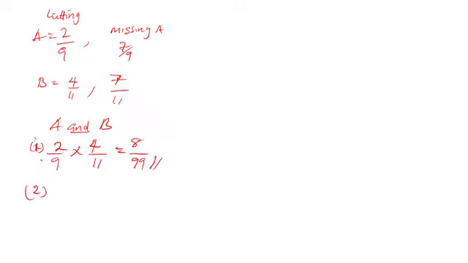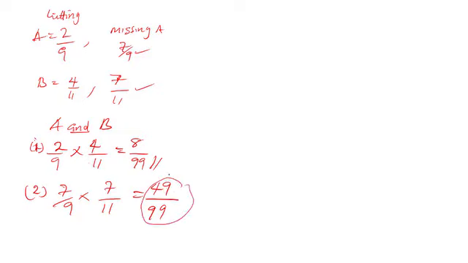Now let's go to the second question. It says the probability of both men missing the target. That is to say, A misses and B misses. So A missing, the probability was 7 over 9, times B missing, 7 over 11. 7 times 7 is 49 over 9 times 11 is 99. So it's 49 over 99. This is the probability of both men missing, while the earlier one is for both men hitting.